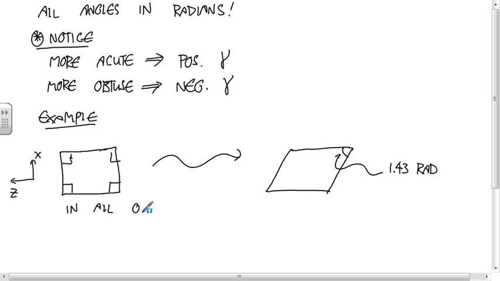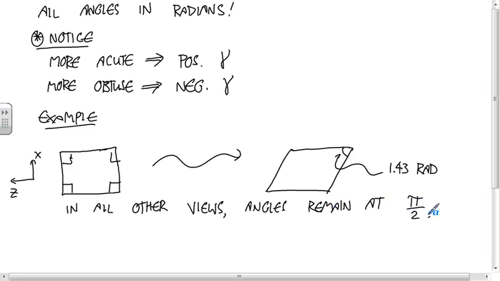And in all other views, the angles remain at pi over 2. So if you looked at it from the side, everything would still look like right angles. But in this one view, you can see that the angles changed.